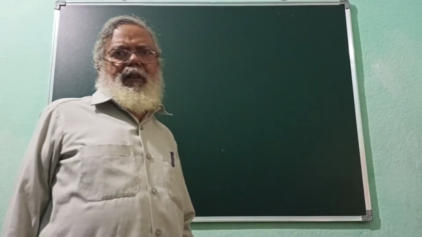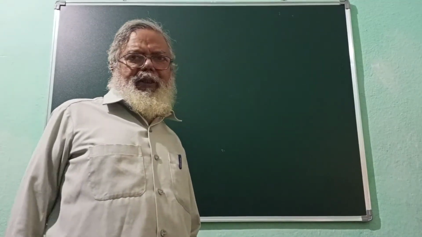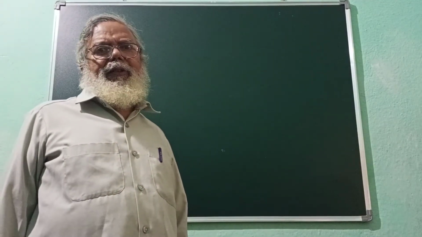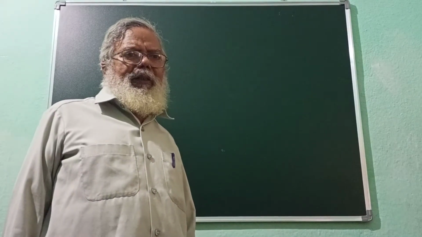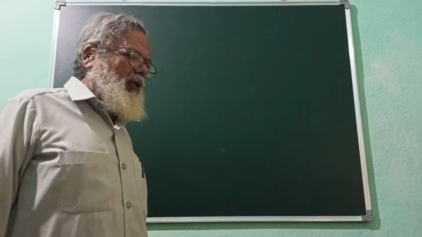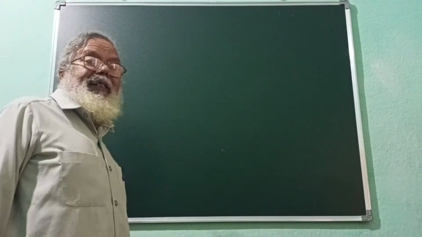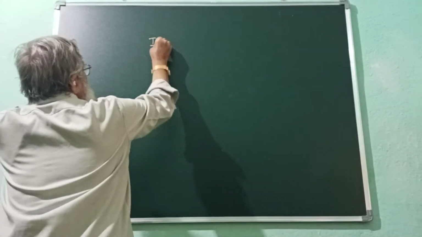Dear students, we were discussing the binary operation and its properties, that is, commutative and associative. There is one more important property of the binary operation, that is the identity element. So we define it: identity element.